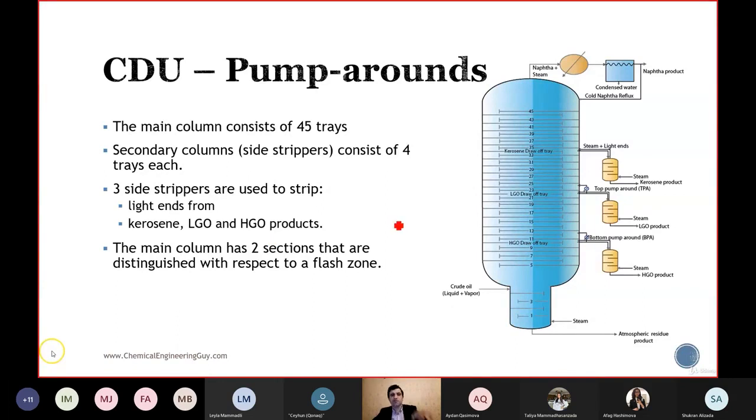Thank you for the question. Actually, that is where I want to explain it. This is, let's say, the distillation column. So what we do, we take it, let's say, from the 13th tray. We have this one. We have a heat exchanger. We have a pump.